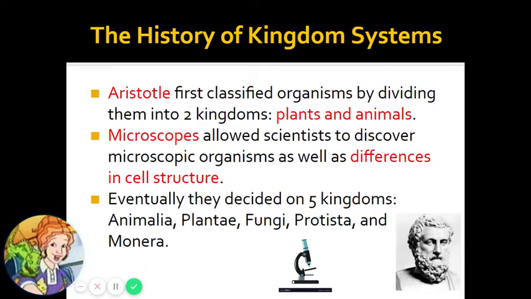So once microscopes got invented, scientists could look at cells. We could see much smaller things and be able to put them into more categories. So eventually, they had 5 kingdoms. This is what we had when I was your age. 5 kingdoms, which was Animalia, Plantae, Fungi, Protista, and Monera. Monera is the bacteria kingdom.